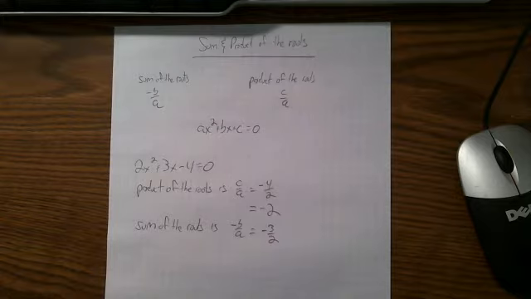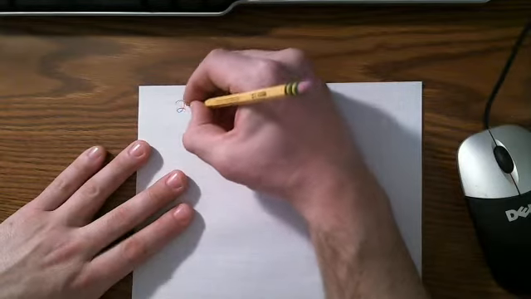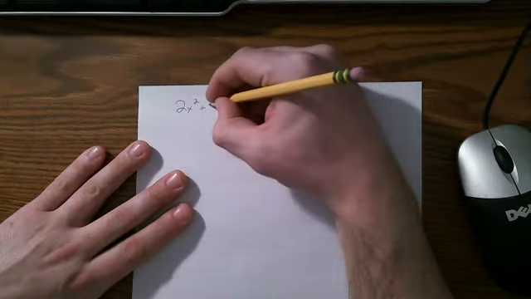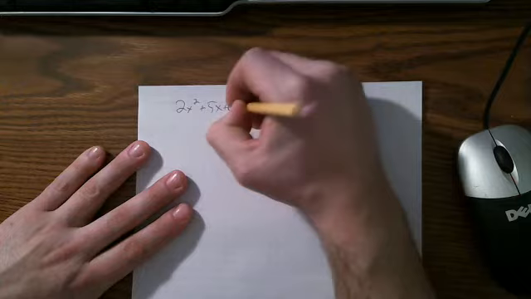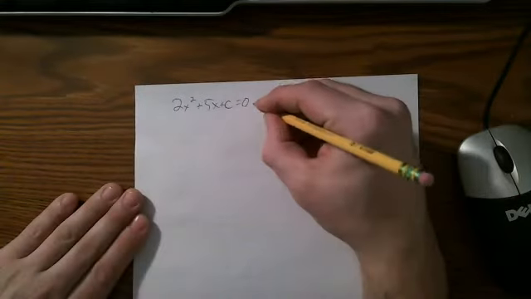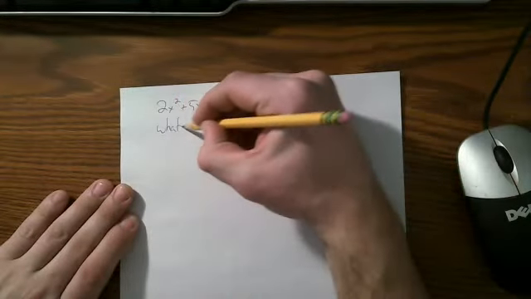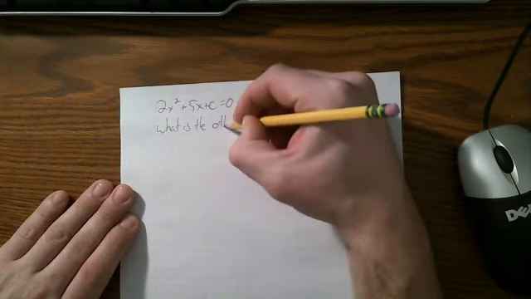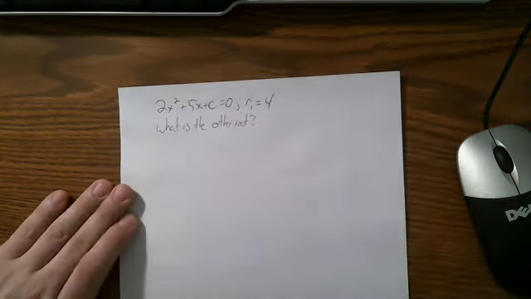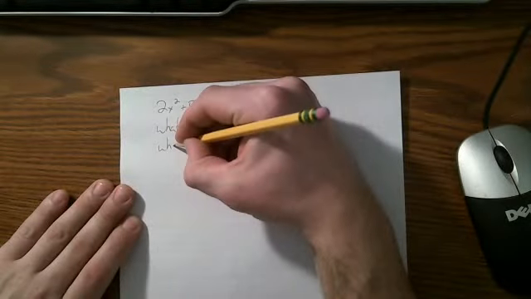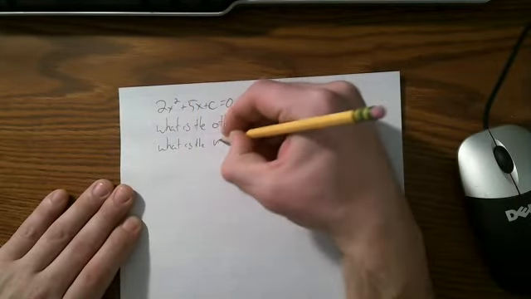This becomes very useful if you have missing values in your quadratic, and you're trying to find that missing value. So let's say we had a quadratic 2x squared plus 5x plus c equals 0. Let's also say that root 1 is 4. What is the other root? And what's the value of c?